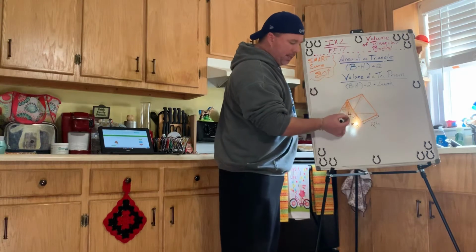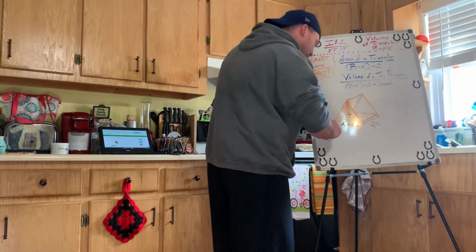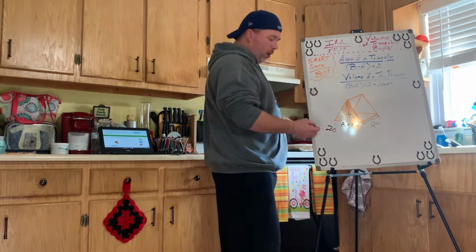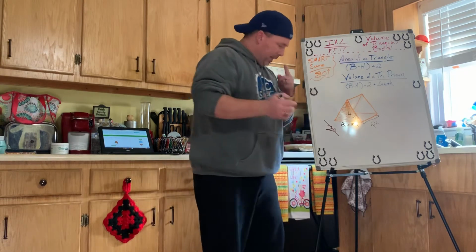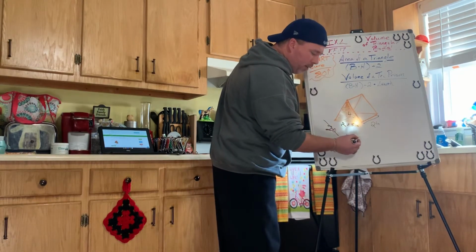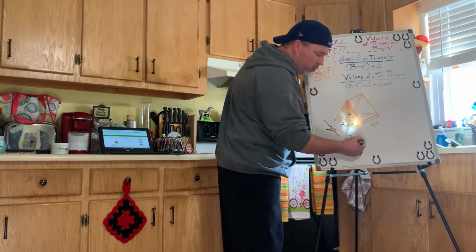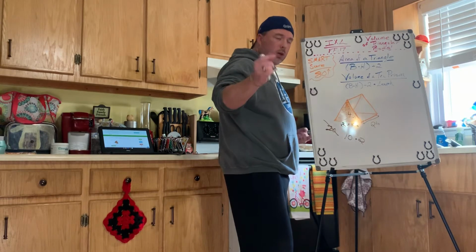So base times height. What is 5 times 4? You got it. That's 20. And now we cut that in half. Presley, what's half of 20? 10. 10. And so now we take that 10 and we multiply it by the length, which is 2. 10 times 2 is 20 inches.